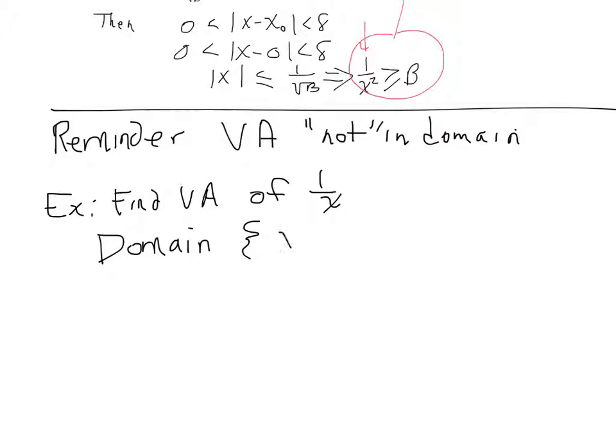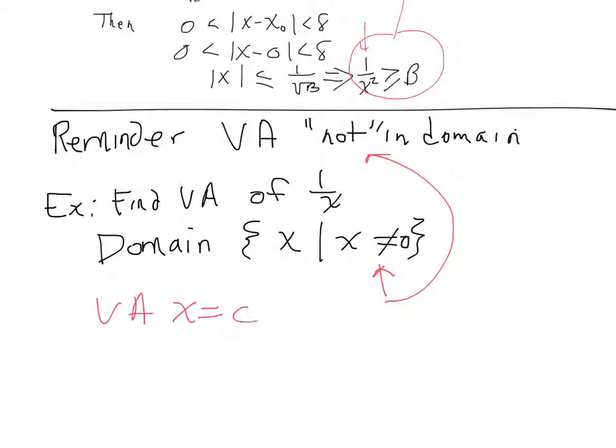Or it could be written like this. In other words, x can equal anything except 0. Well, that's my not in the domain, so that's what my vertical asymptote equals. So what's not in the domain becomes my vertical asymptote.